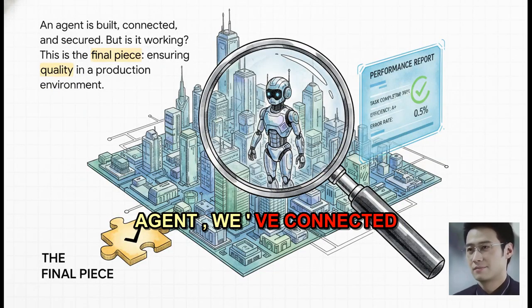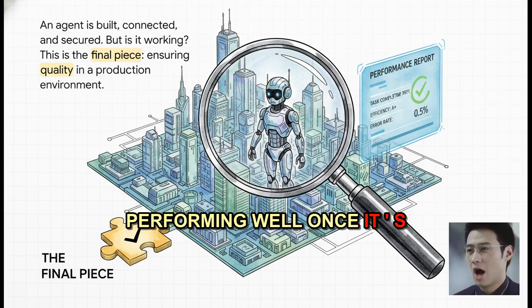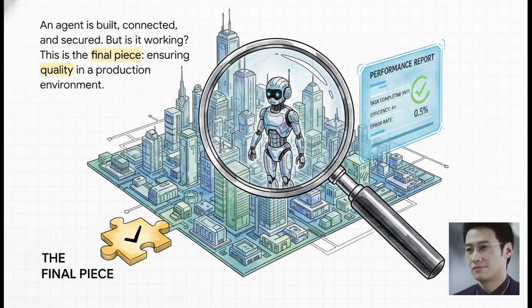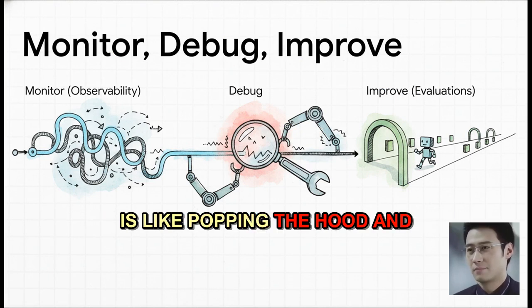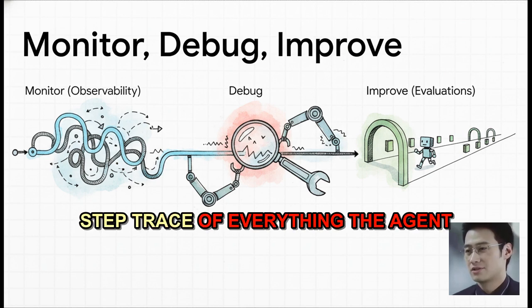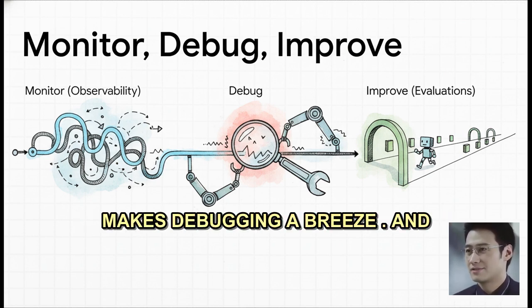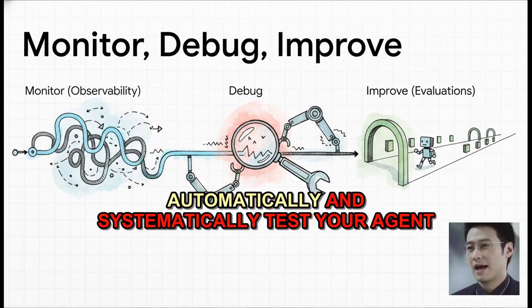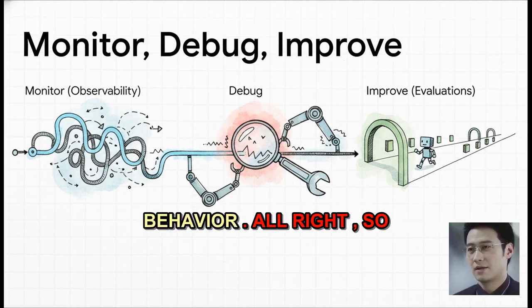So we've built our agent, we've connected it to stuff, we've made it secure, but is it any good? How do we even know if it's performing well once it's out in the world? That brings us to the final piece of the puzzle, the performance review. This is all about closing that feedback loop. Observability is like popping the hood and getting a step-by-step trace of everything the agent is thinking and doing, which makes debugging a breeze. And the evaluation service is like its report card. It lets you automatically and systematically test your agent to make sure it's meeting your standards for quality and behavior.